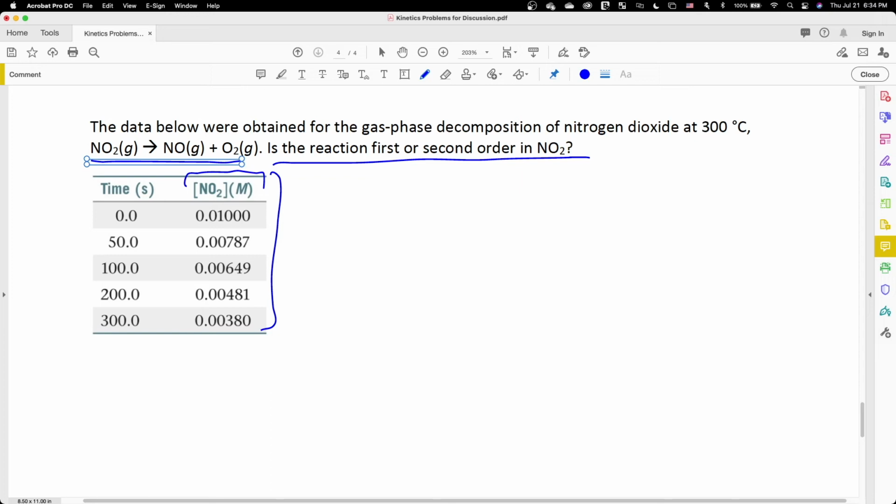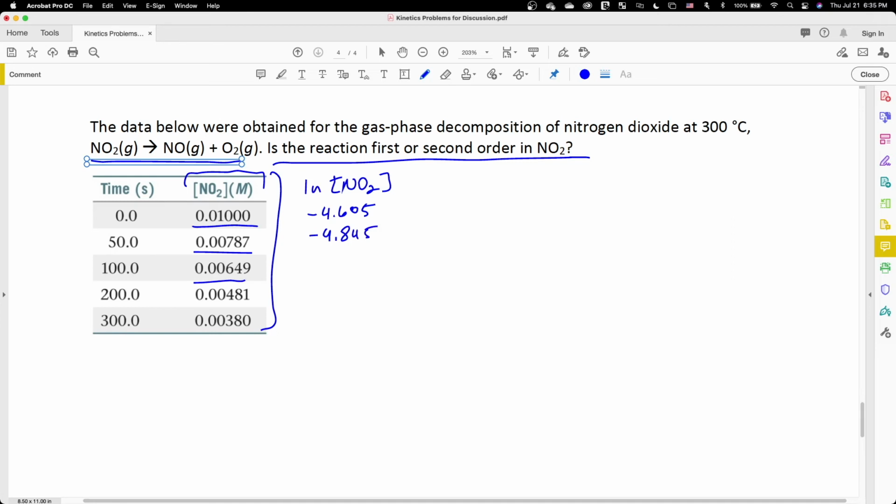So the first thing I would do is I would check to see if it's a first order reaction. Okay, so here's how we do it. I'll make another column here, and the column will be ln of NO2. Okay, and then I'll go through and take the natural log of 0.01, and that turns out to be negative 4.605. If I take the natural log of 0.00787, I get negative 4.845.